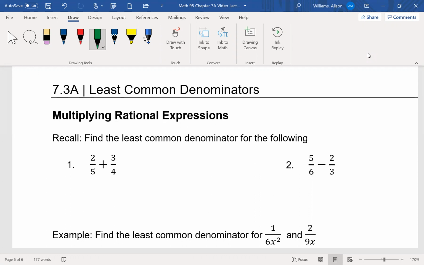to rational expressions. I just realized I have the wrong title here. That should actually just be least common denominators for rational expressions. That really shouldn't be there at all. I should just get rid of it. There we go. All right, ignore that.